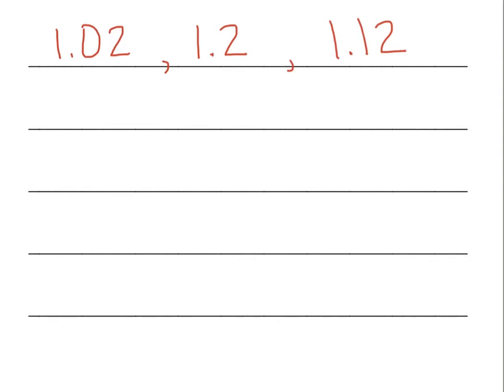Now we do the exact same thing. So we would look at our whole numbers first. Well, a 1 and a 1. Whole numbers are all equal. Second, balance out your decimal places. 2 decimal places, 1 decimal place, so let's make it 2. So 2 decimal places and 2 decimal places.